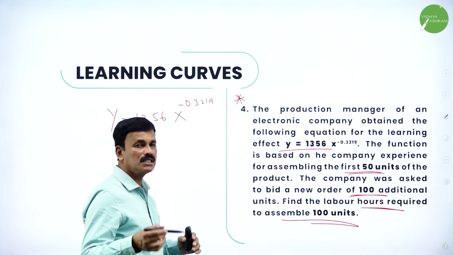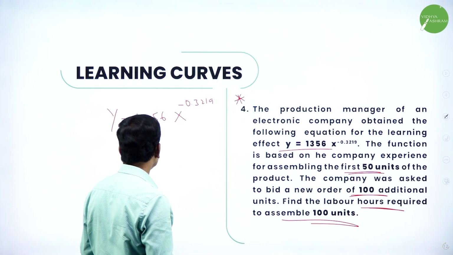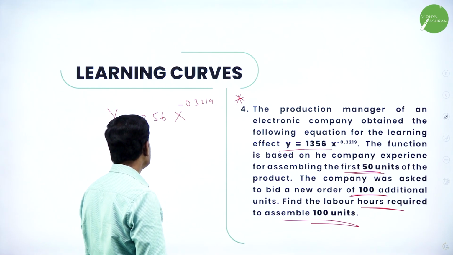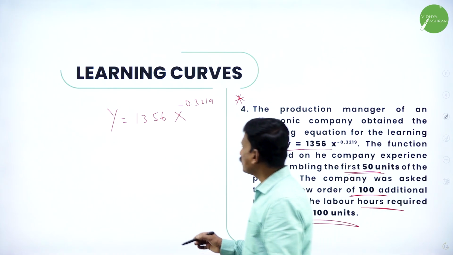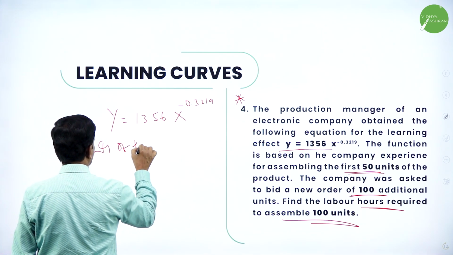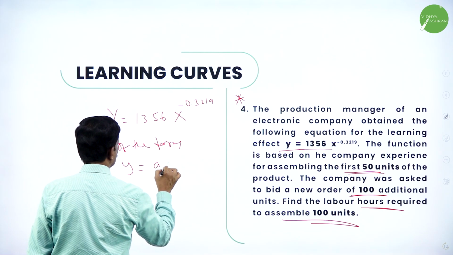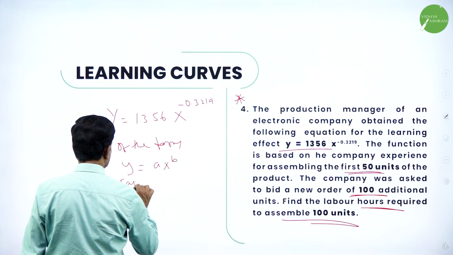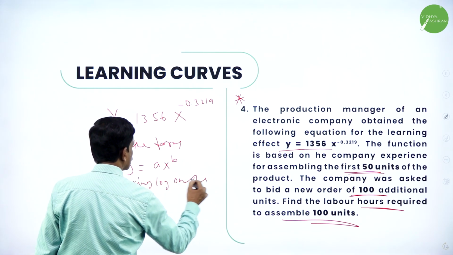So, here instead of the learning effect, they have given an equation: y is equal to 1356 into x to the power of minus 0.3219. Right. Now, this is of the form, what is the general equation? y is equal to a into x to the power of b. Taking log on both sides, what happens?